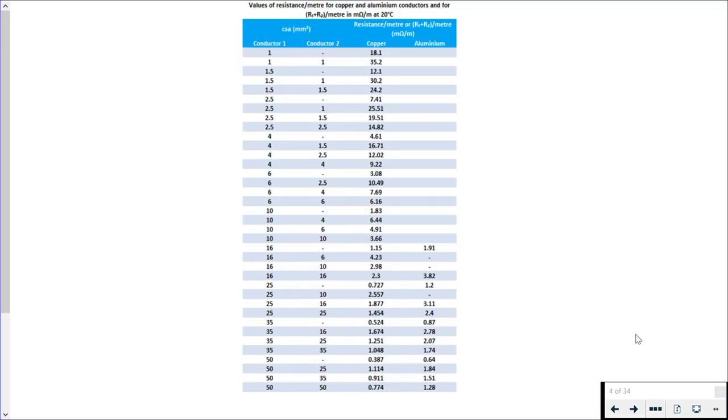In Appendix B in Guidance Note 3 or Appendix I in the on-site guide, you'll come across a table that looks similar to this, where we have the cross-sectional area of our conductors identified down column 1, which in your tables will say line conductor. Then in the second column, we will have either a dash or a different conductor size identified for your protective conductor. And then the third column has the milliohm per meter value for the conductors, either for one conductor or for two conductors.